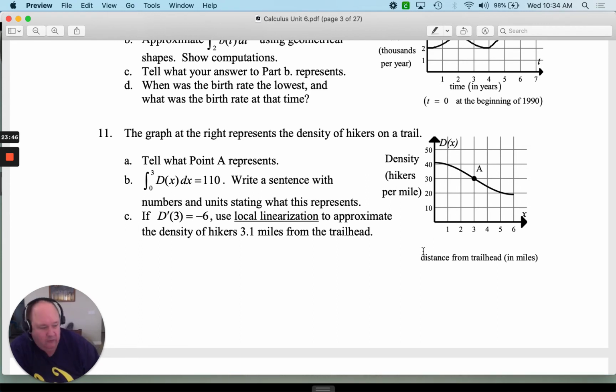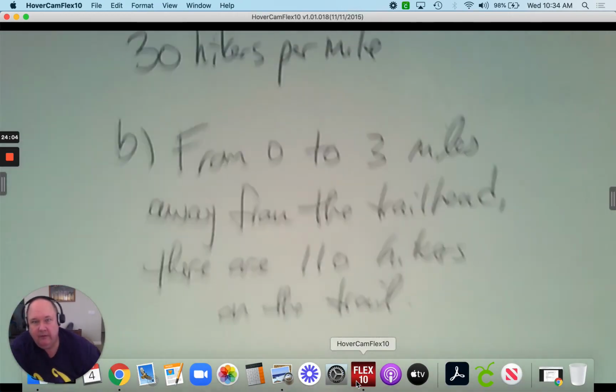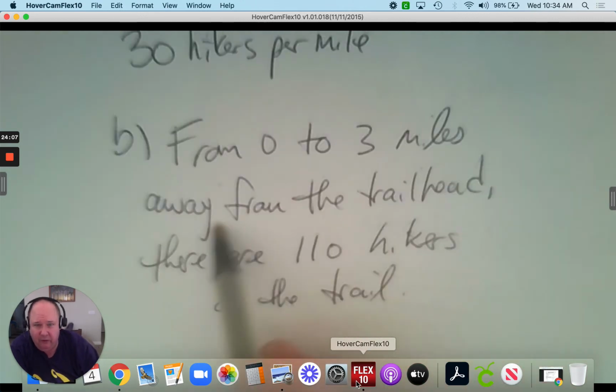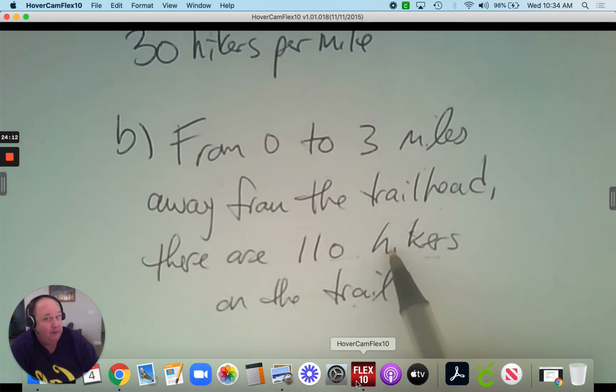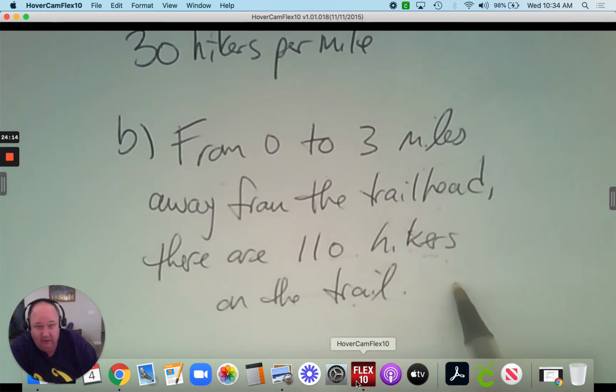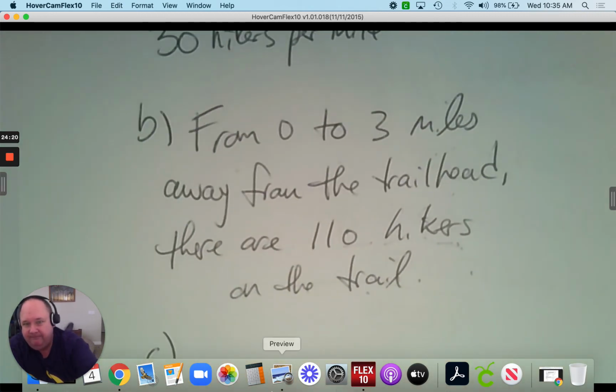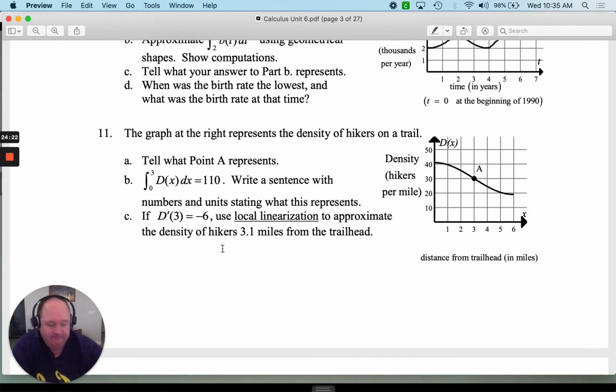so from 0 to 3 miles away from the trailhead, what does that represent? There are 110 hikers on the trail. So from 0 to 3 miles away from the trailhead, there are 110 hikers on the trail. Remember again, the rate was hikers per mile. So when you integrate, it's just what the unit is, which in this case is hikers. Part C. I hope this is getting easier for you.